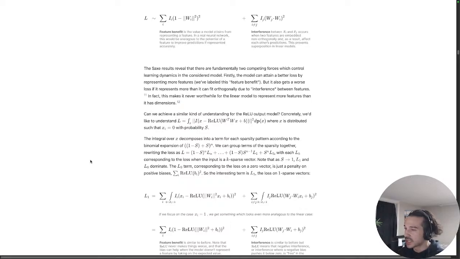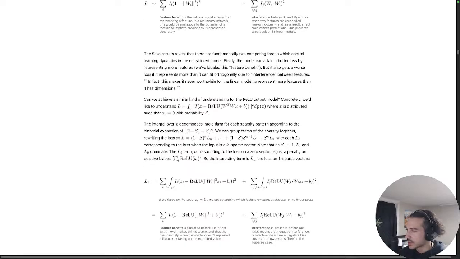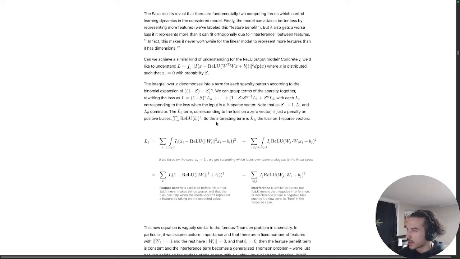Concretely, we'd like to understand L equals the integral of the norm squared of the importance times x minus the ReLU of W^T W x plus b. Sorry, I'm just a little bit confused by the formatting here. I believe that's all times dp of x, where x is distributed such that x sub i equals 0 with probability s. Okay? And again, that's just considering the sparsity.